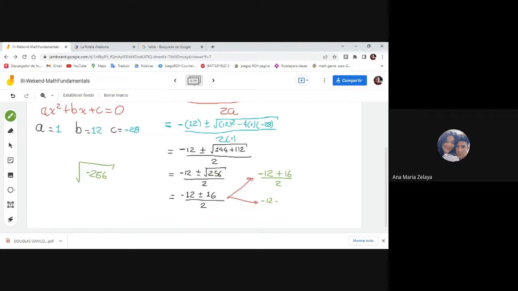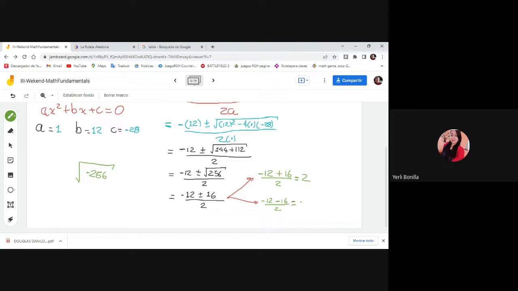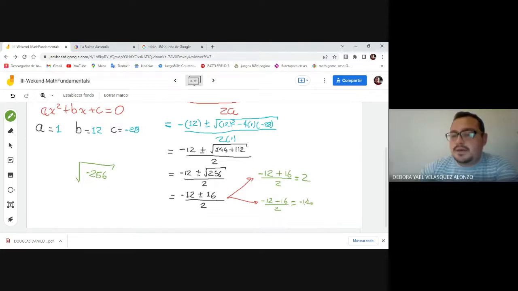That the first one, the answer is 2. Okay, yeah, the answer here will be negative 12 plus 16 is 4 divided by 2 is 2. Yes, it's 2, not 4. And the other one? Negative 14. Negative 14. Okay, you're right.